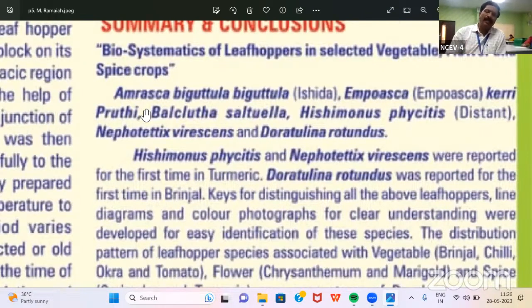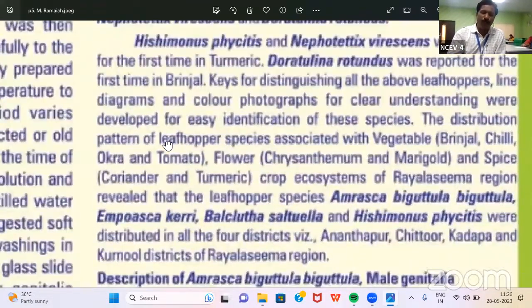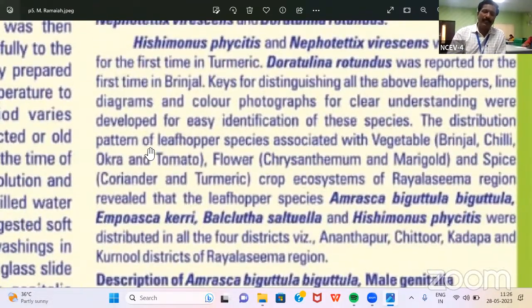Generally, we study Nephotettix virescens in paddy, but it is now observed on these vegetable crops also. Specifically, Histonis ascites and Nephotettix virescens were identified in turmeric, which is my student's work, and Dorolena in brinjal.